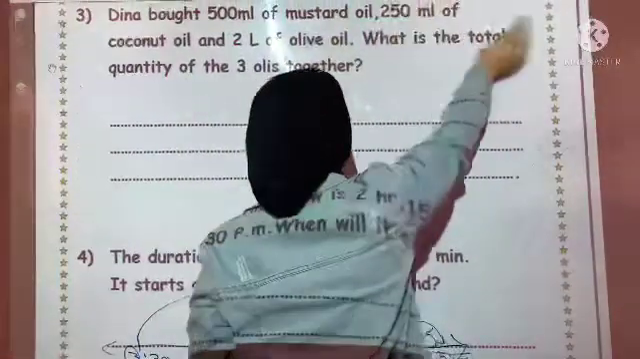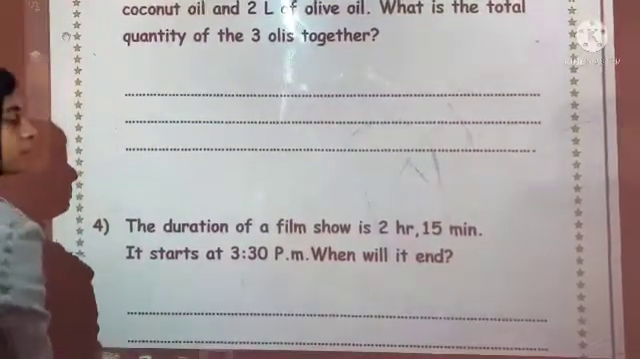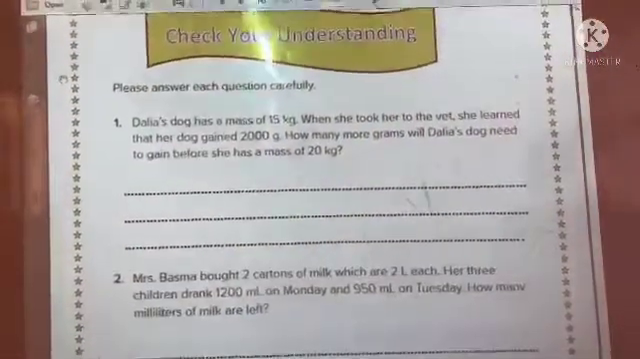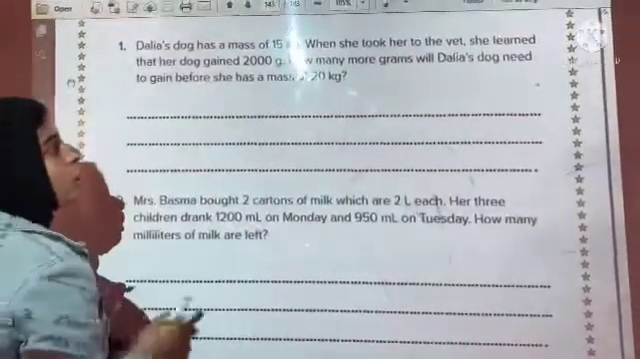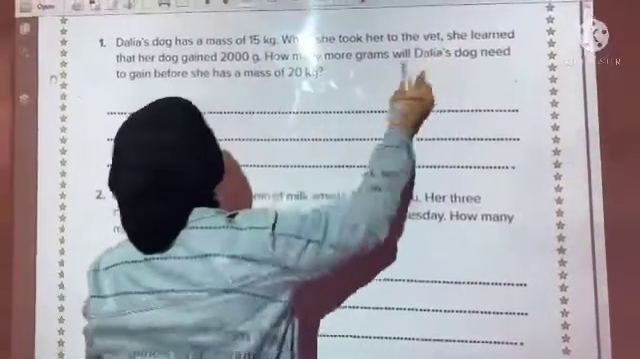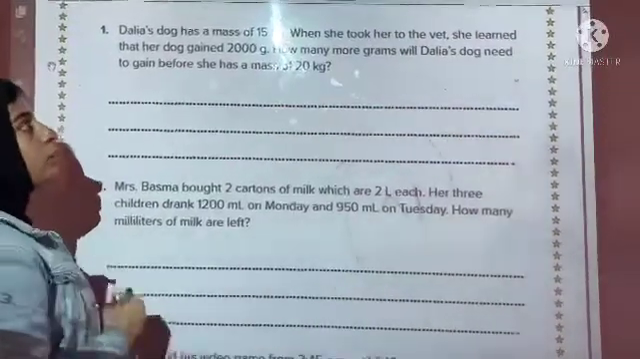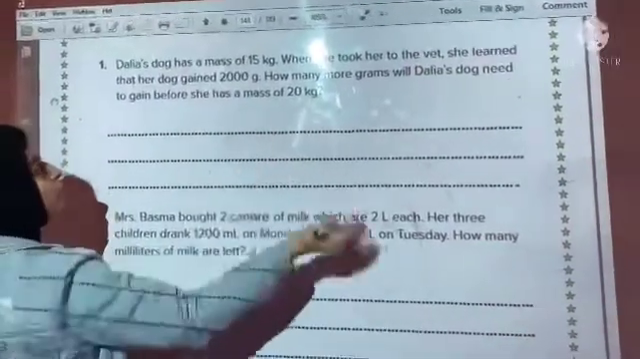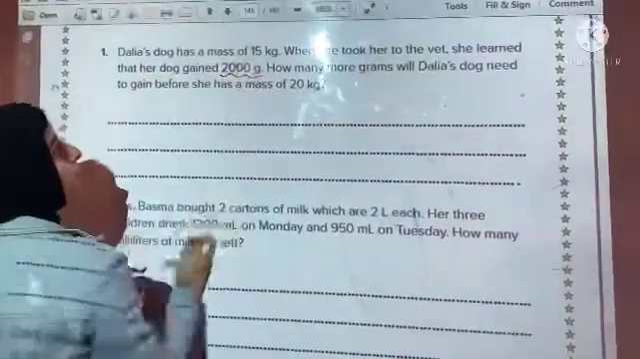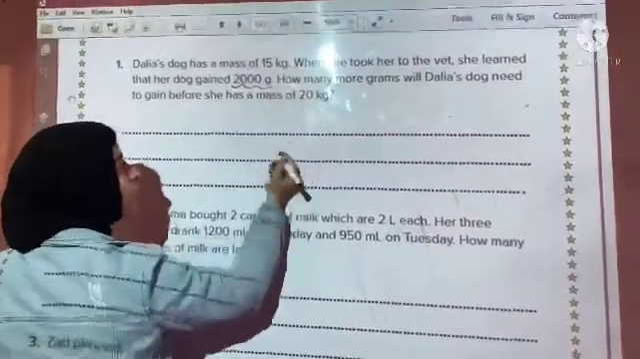Now I'm going to erase it and move to the last part about this lesson. It's about check your understanding. So here Dalia's dog has a mass of 15 kilograms. When she took her to the vet, she learned that her dog gained 2,000 grams. Okay, so the dog is 15 kilograms, and after she moved to the doctor, she found that he gained 2,000 grams.